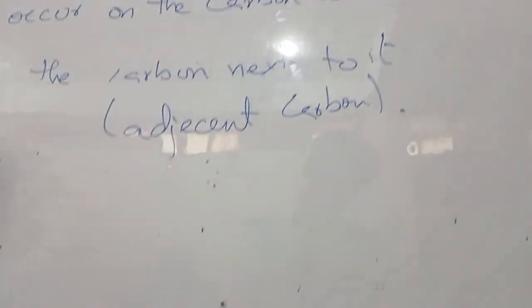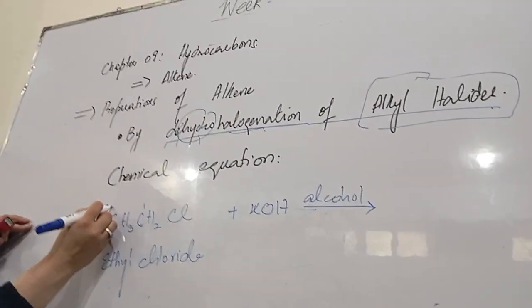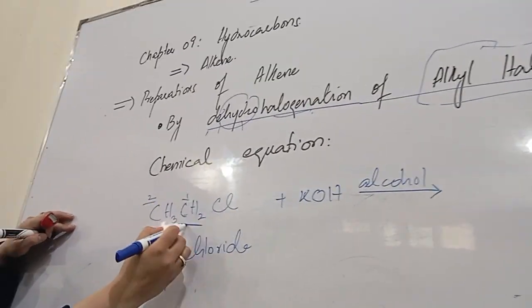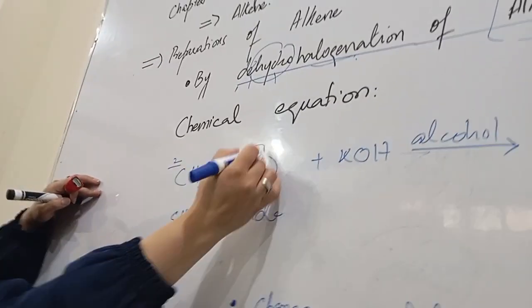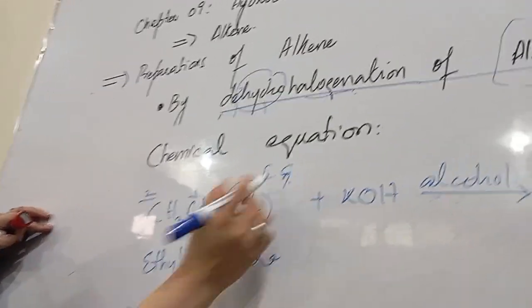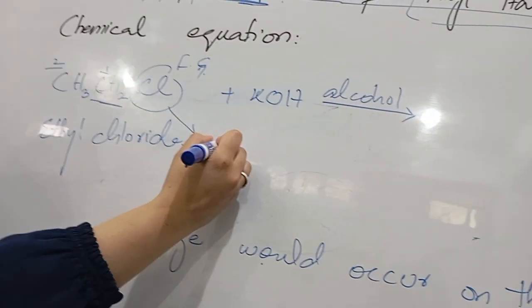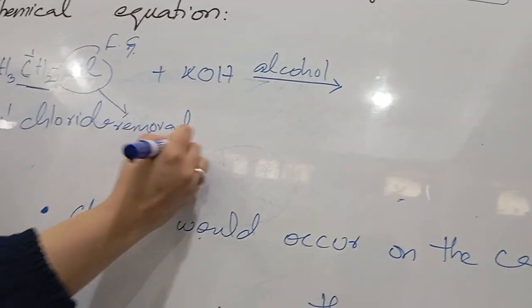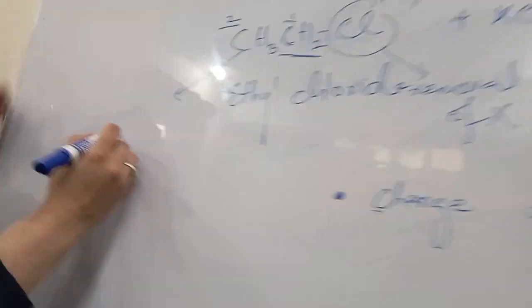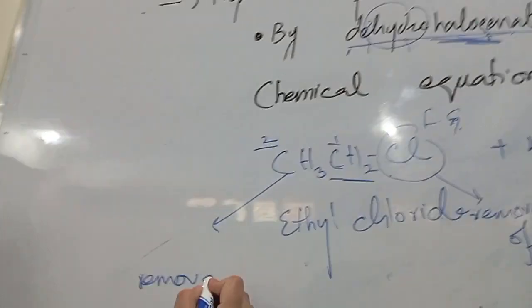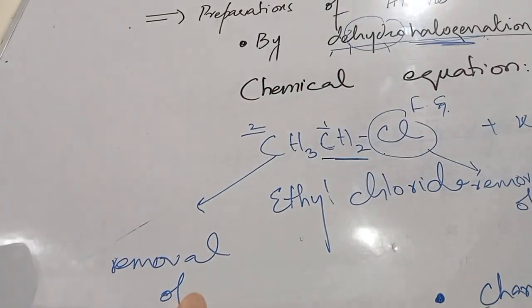So how would the change occur? If we number the carbons 1 and 2, from carbon number 1, chlorine would be removed, meaning dehalogenation, and from carbon number 2, which is adjacent to carbon number 1, we will remove hydrogen. So from carbon number 1 we will have the removal of halogen, and from carbon number 2 we will have the removal of hydrogen.